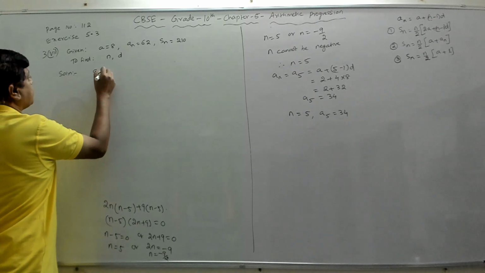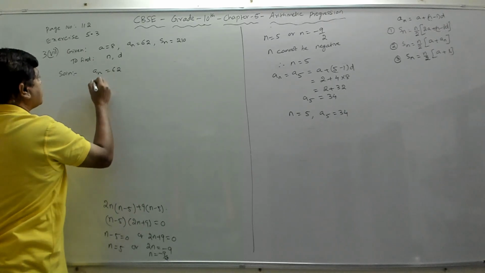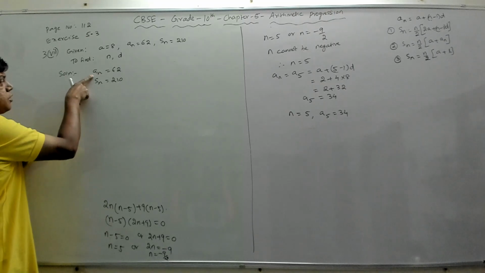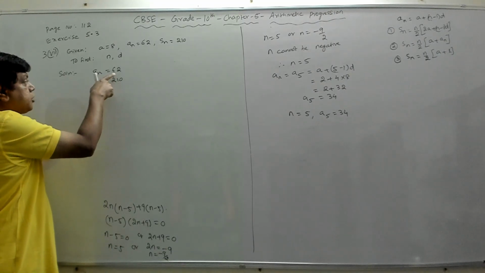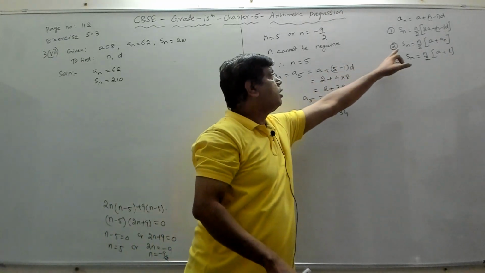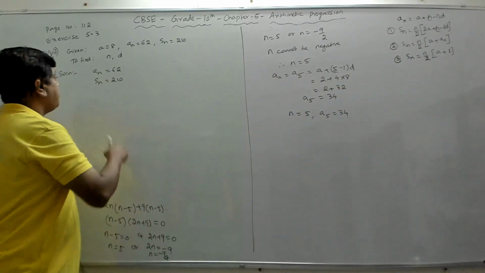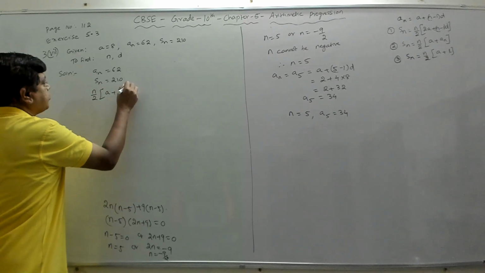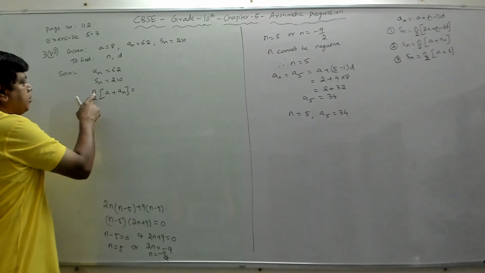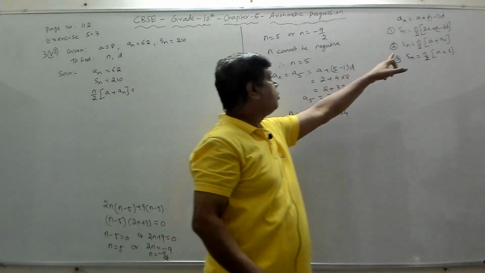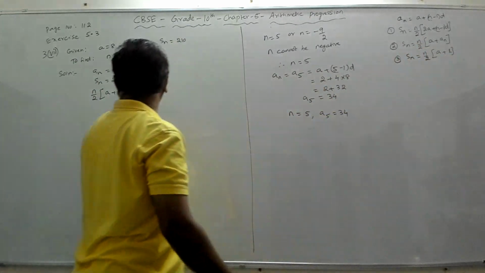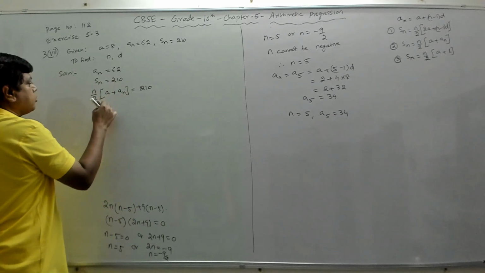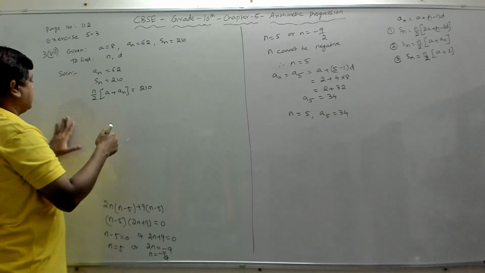So now the solution. What is Sn? an is 62, that is given, and Sn is 210. When you know the last term, an, which is 62, then we can use this second formula to write Sn. Sn will be n by 2 into a plus an. I am using this formula. So if you use this, then this is equal to 210.